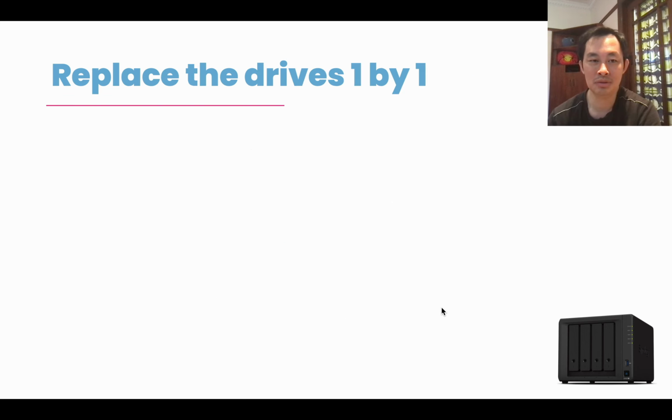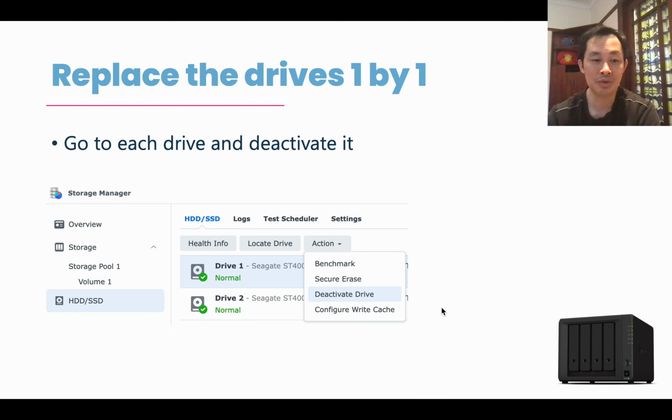So the first thing to do is to replace the drives one by one. Now how to do that? First thing, you have to deactivate the drive because it'll be spinning at the time. You can just pull it out, but it doesn't hurt to actually deactivate it first. So this is done by going to Storage Manager, going to HDD, SSD, and then go across, select the drive, hit Action, and deactivate that drive. Once it's done, then you can pull that drive out.